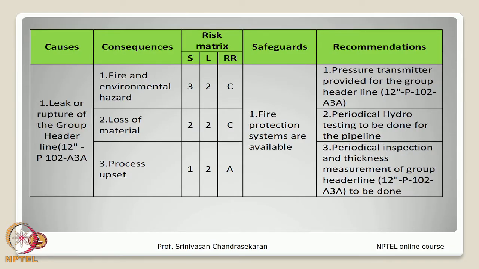Now, based on the understanding and expertise of the set of people who prepared this report, recommendations are given in the last column. The recommendation says introduce or provide a pressure transmitter for the group header line 12 inches P 102A3A, which refers to the same nomenclature as you see in the causes column here. So, introduce a pressure transmitter, or provide a periodical hydro testing facility, or provide a periodic inspection and measure the thickness of the line, which can always tell you the loss of material of the pipeline because of corrosion.